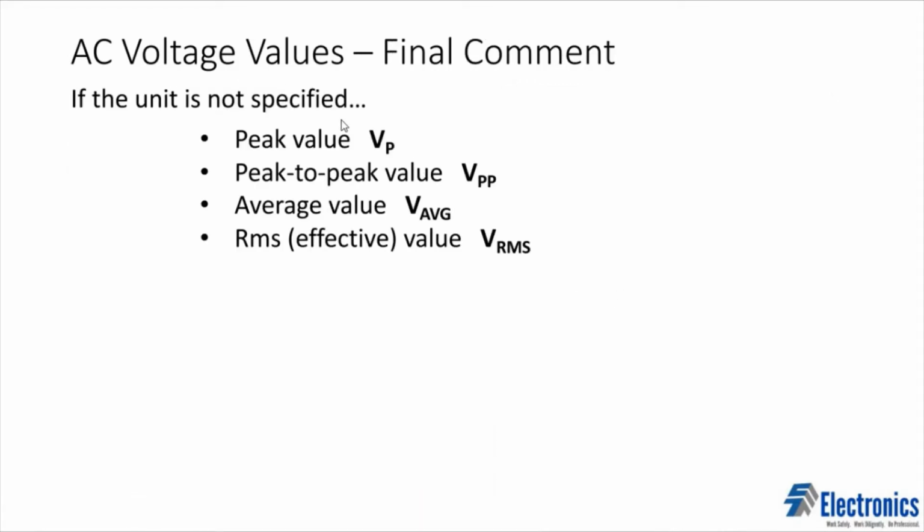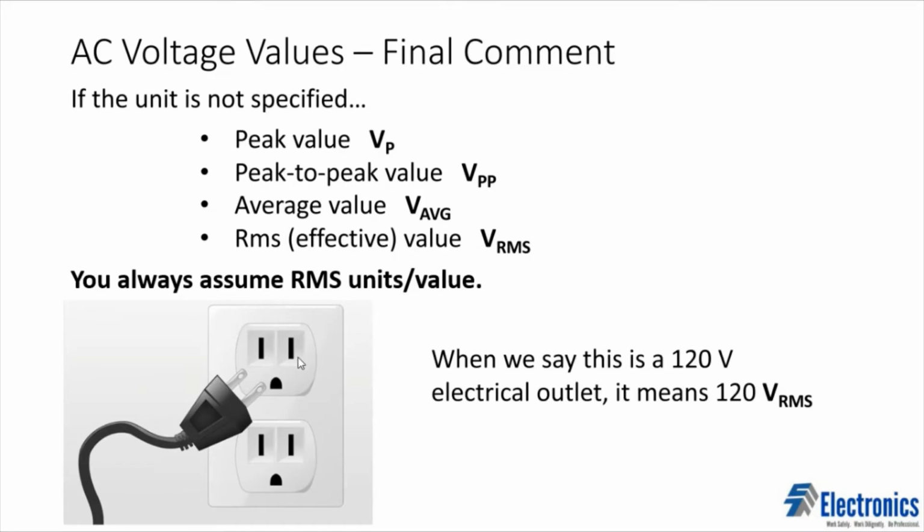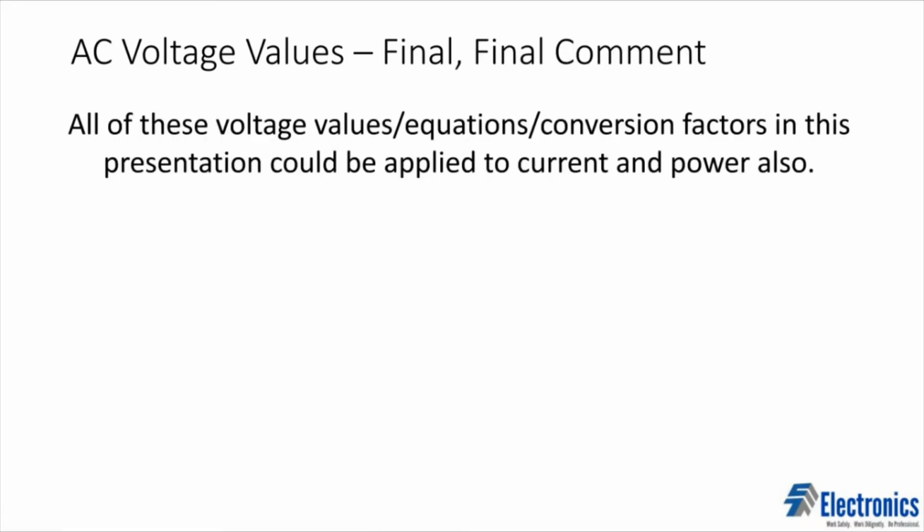If the unit is not specified, like peak value, peak to peak value, average value, RMS value, if I don't specifically say what I want it in, and we're talking about an AC circuit, you're always going to assume that it's RMS. Like when we say that a wall outlet is 120 volts, what we're talking about is 120 volts RMS. And actually, if you took an AC meter and measured your wall outlet, you'll find that it is less than 120 volts. Just a fun fact. At my house, it's usually sitting at about 112.